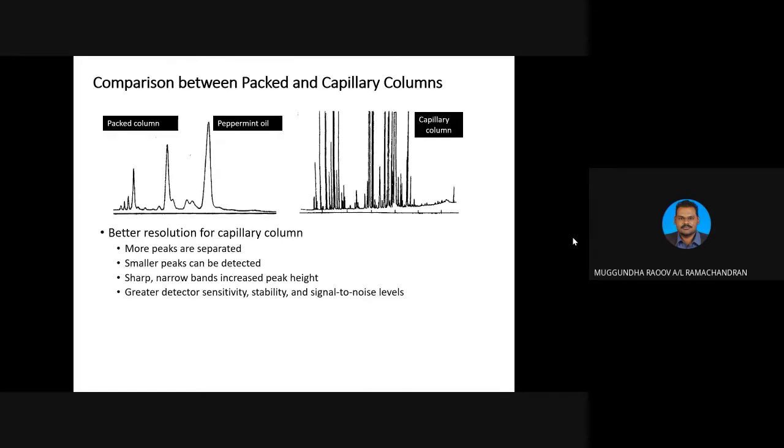So class, this is an example of the separation, a comparison between the packed and capillary column. Better resolution was obtained for the capillary column because you can observe more peaks in the figure of the separation by capillary column here. More peaks are separated and small peaks can also be detected. Okay, very sharp narrow bands increase peak height and give greater detector sensitivity, stability, and signal to noise as well, class.